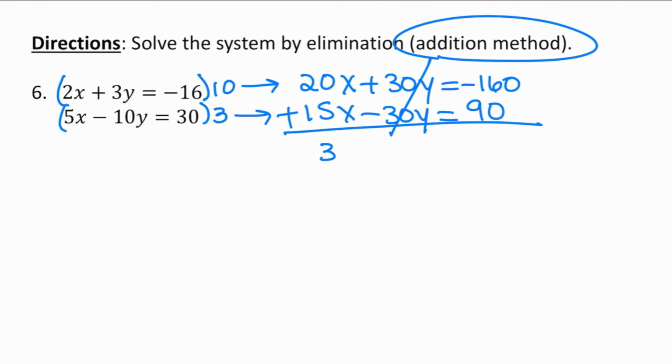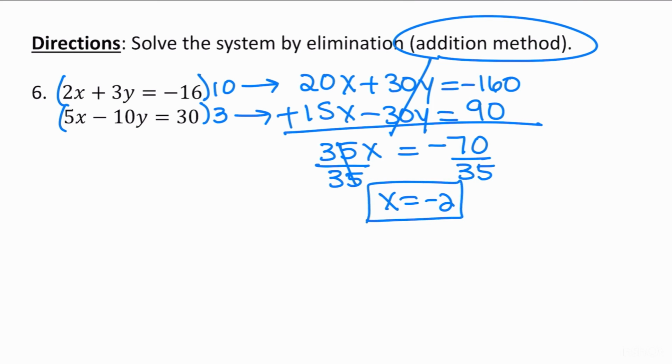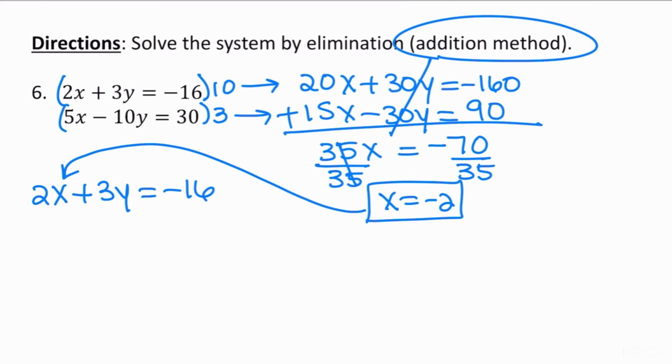So I get 35x is equal to negative 70. If I divide by 35 on both sides, then x is equal to negative 2. All of these are coming out to be beautiful. So then, I'm going to go ahead and substitute into either equation. I just so happen to pick the first one. I'm going to replace x with negative 2 because that's what I got when I solved.